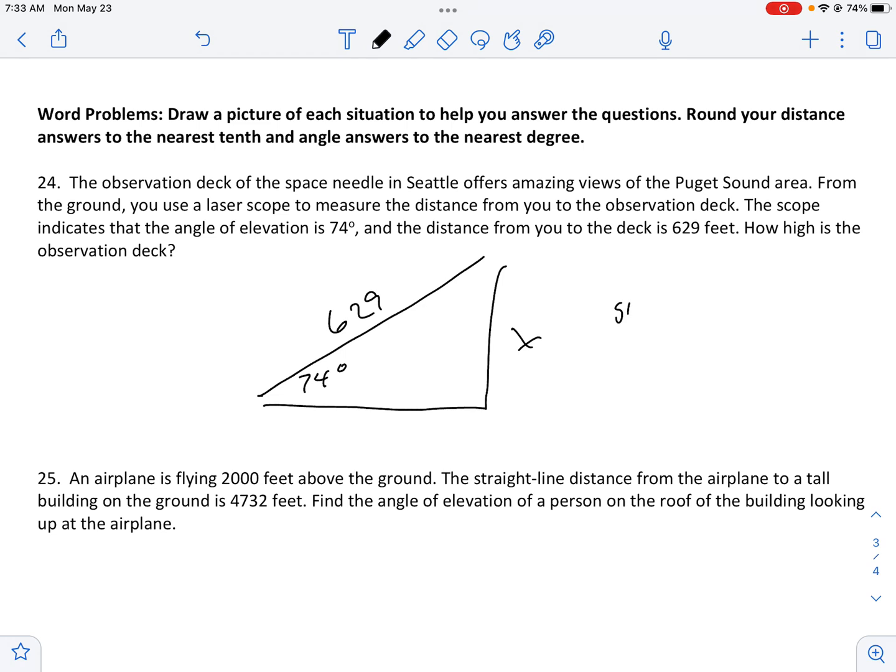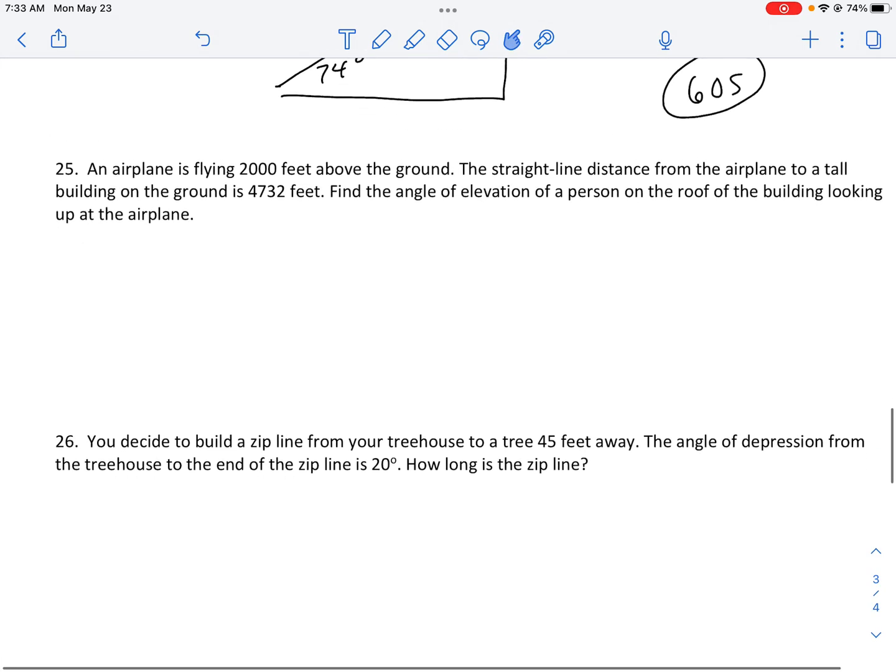Well, set up your proportion. We have the opposite and the hypotenuse. That's sine. You should already know how to solve this. Cross multiply, 605.